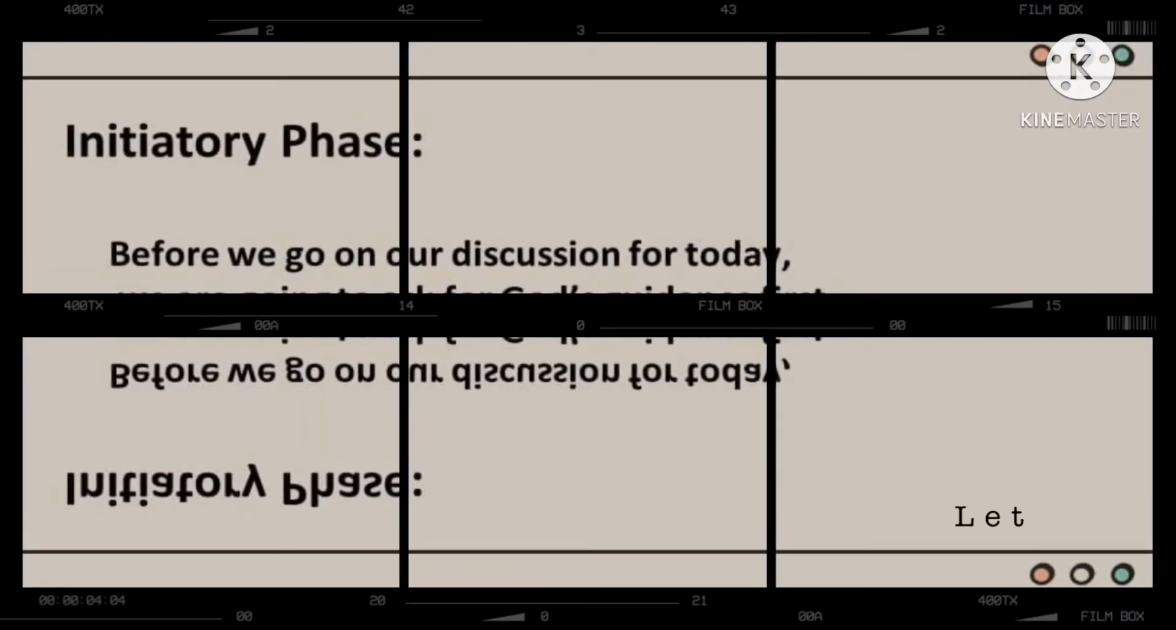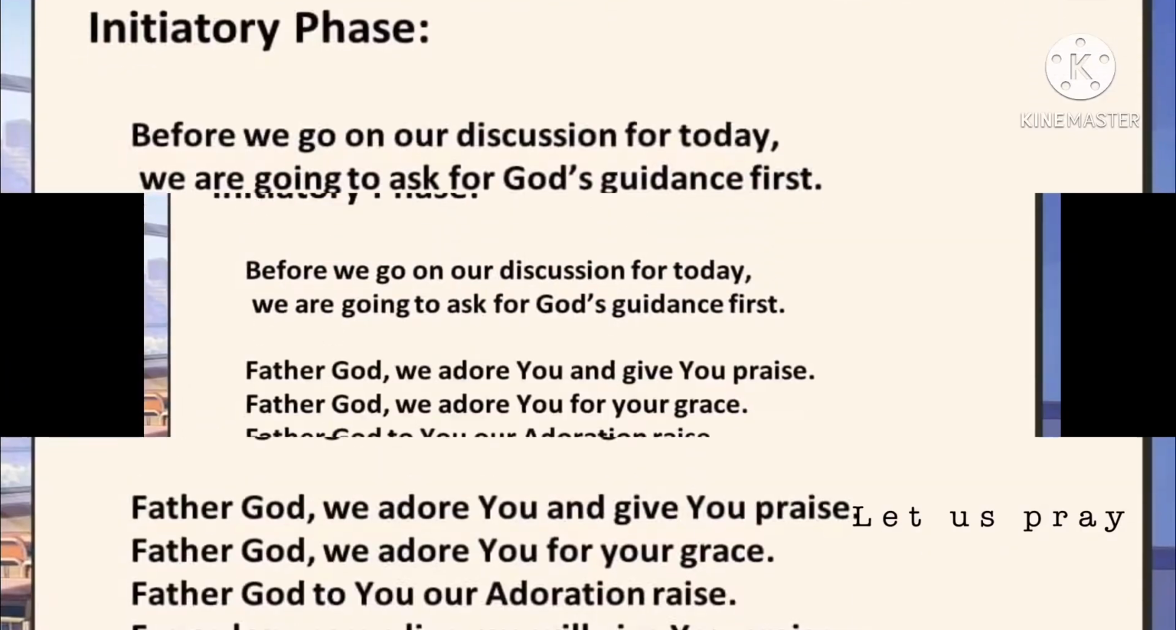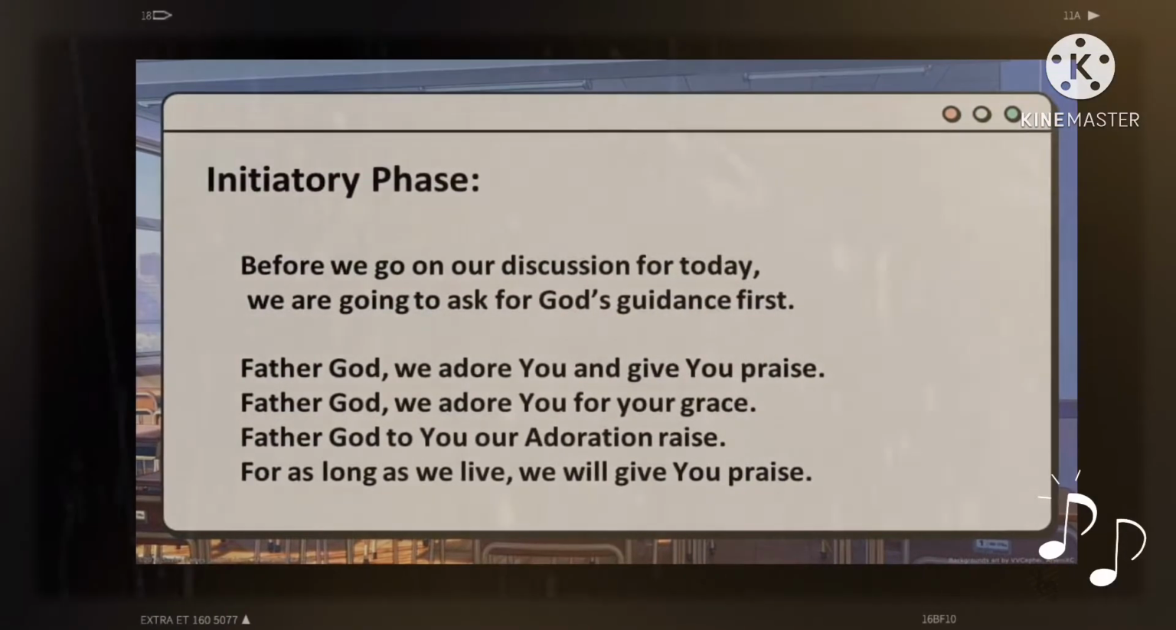Before we go on our discussion for today, we are going to ask for God's guidance first. Everybody, let us sing the song.